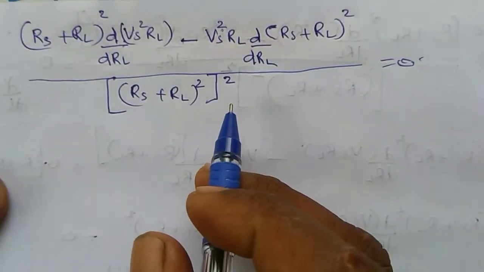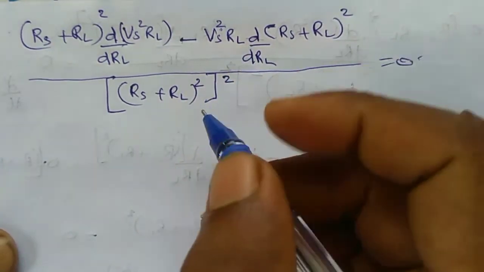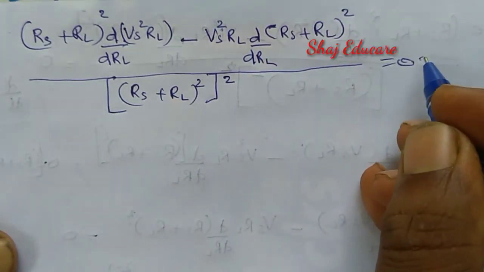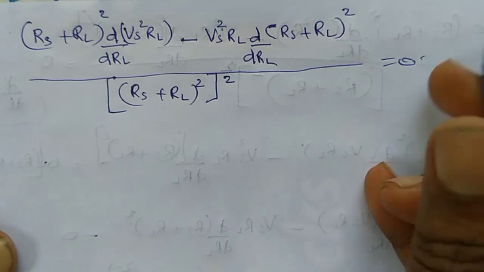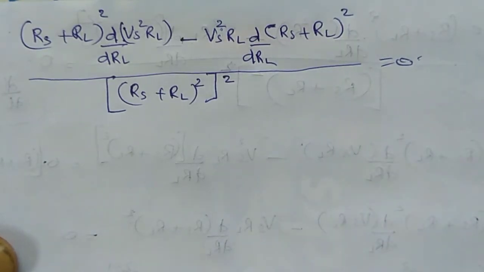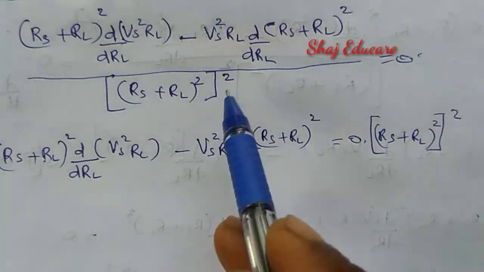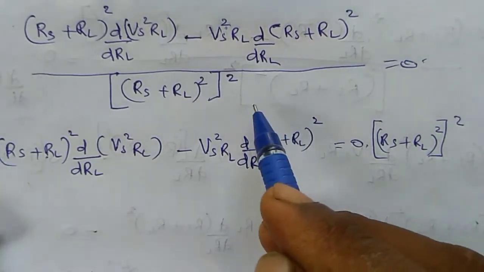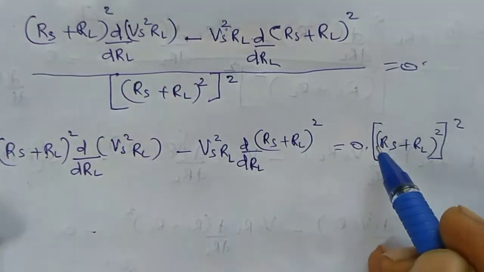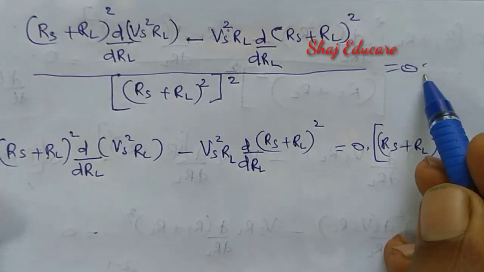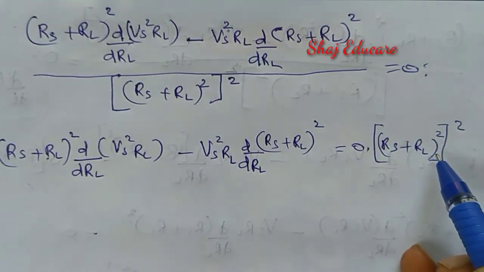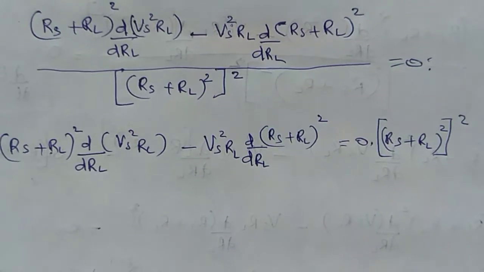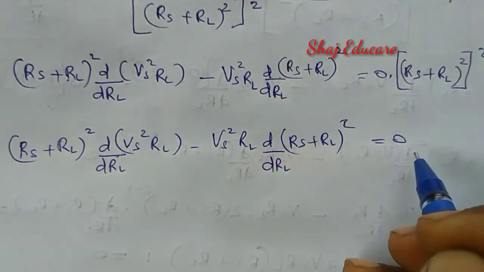Now we have to find the solution for this expression. Simply, let us take the entire denominator to the RHS, then that will be multiplied with 0, and the RHS will be 0. The entire numerator is written here, and I have taken the denominator to the RHS, multiplied with 0 into (RS plus RL) the whole square. The entire RHS will become 0.